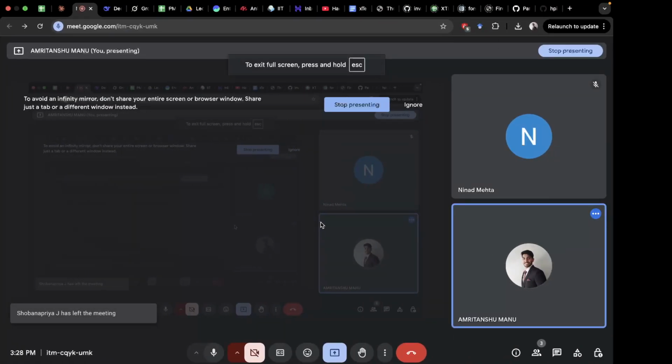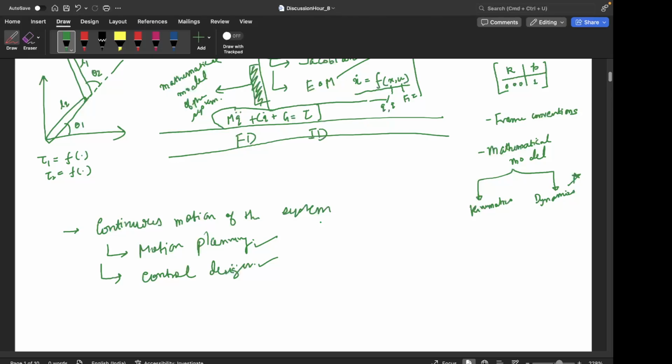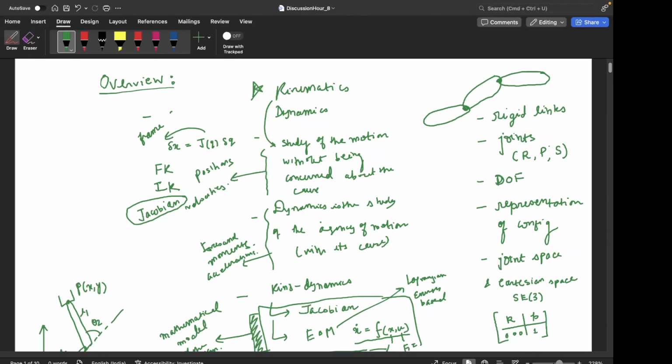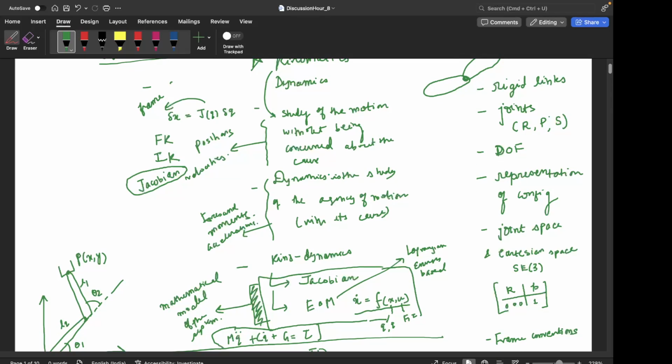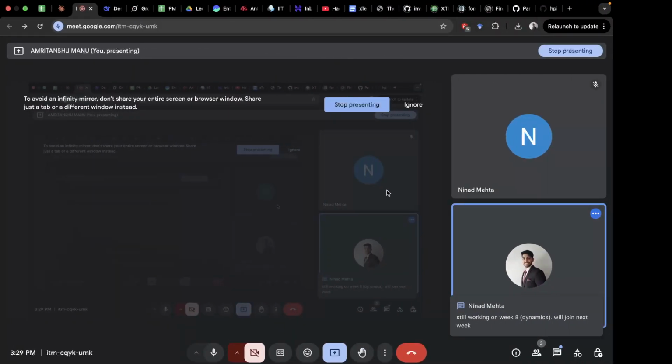At this point, if you have any questions about the entire overview that I described, or any part of it you want more clarity on, then you can let me know. Otherwise we will start our discussion of motion planning. Okay, perfectly fine.